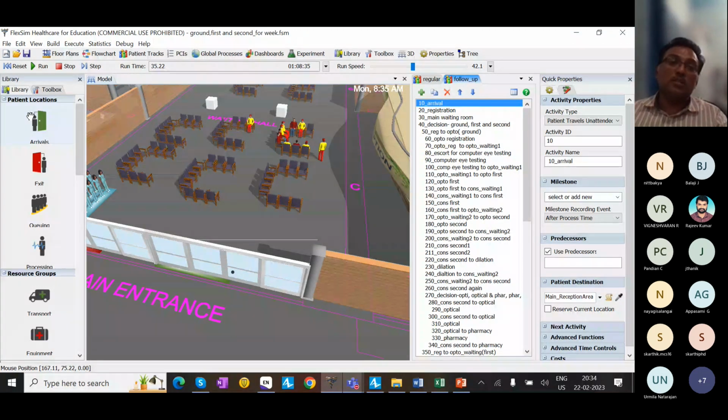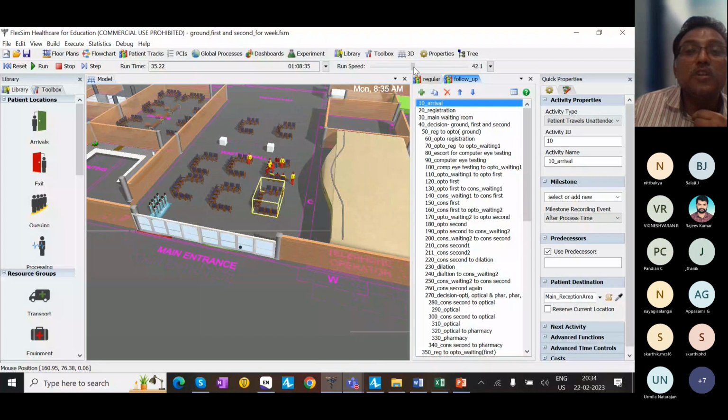You have to follow all these procedures. These are the model entities. You can drag an entity here and define its attributes. Once you connect it with nodes and networks, the model will run. Let me run this fast.